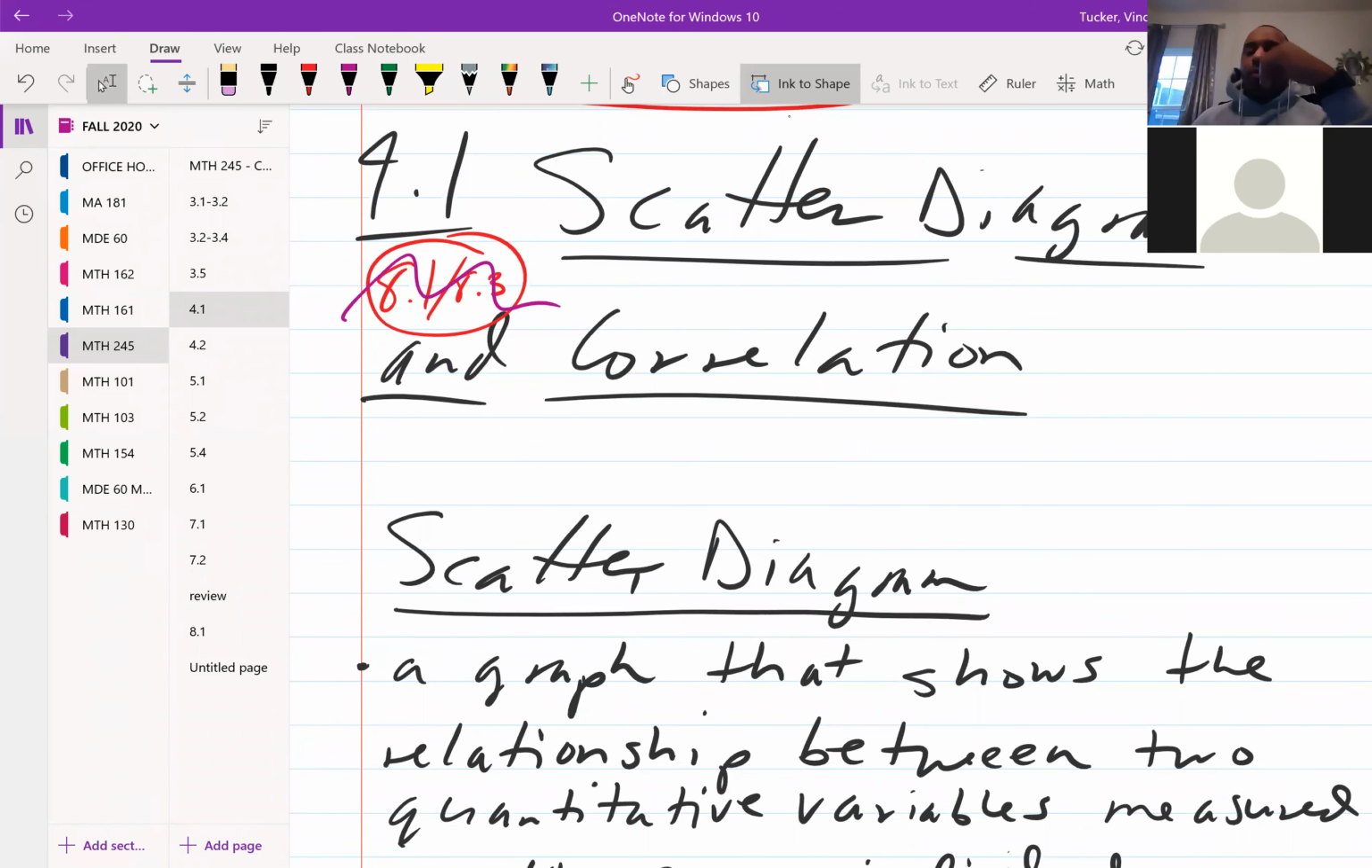All right. So 4.1, scatter diagrams and correlation. So you can ignore the 8.1, 8.3 red section right there. Probably used it for another section, another class. So it's 4.1 for us.